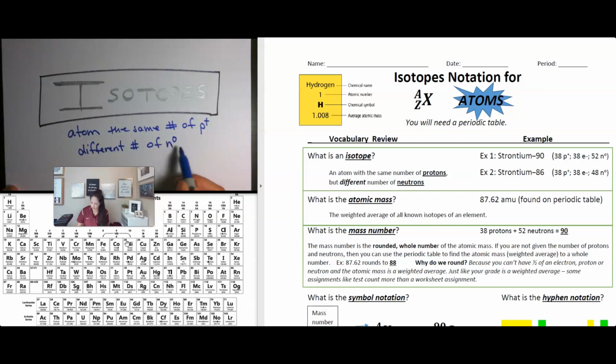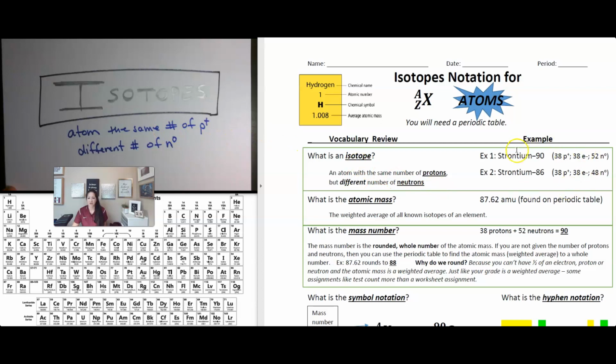The symbol means neutrons, this one means protons. Protons are positive, neutrons are neutral. So we can have the same atom but different isotopes, meaning they have a different number of neutrons but the same number of protons. So we kind of have some review vocab over here.